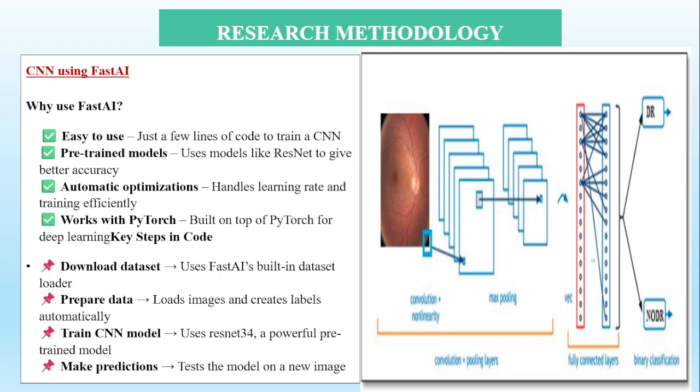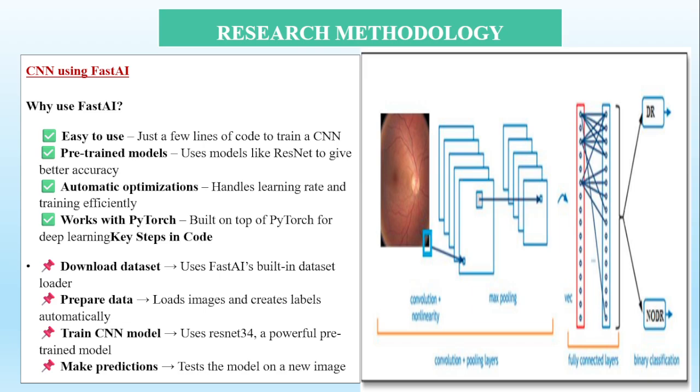Now, CNN using Fast AI. Why use Fast AI? It is required because it is easy to use and has pre-trained models. It uses a model like ResNet, which gives better accuracy. Automated optimization handles learning rate and training efficiently. It also works with PyTorch, being built on top of PyTorch for deep learning.